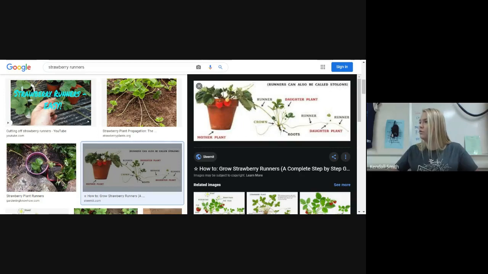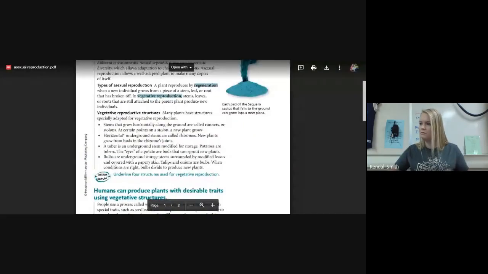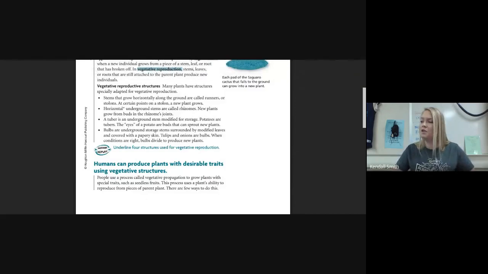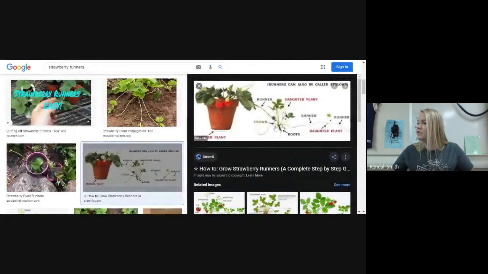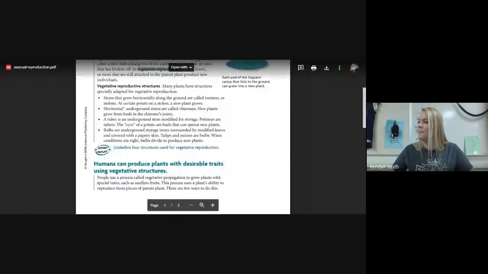Okay, we're gonna go back to our reader. Horizontal underground stems are called rhizomes. New plants grow from buds in the rhizome's joints. Okay, so back to that picture over here. This over here would be the rhizome. We'll see a couple of those examples in your field trip next week.